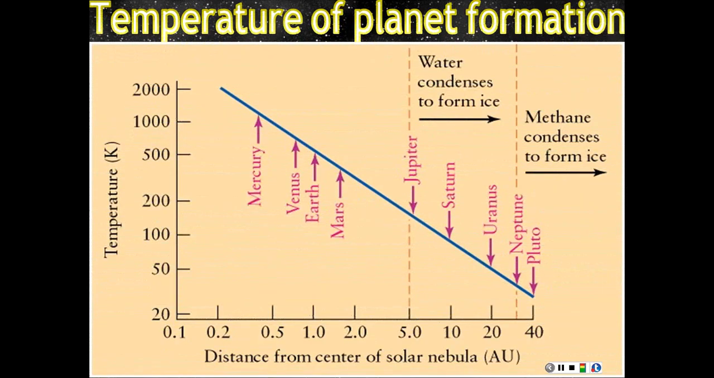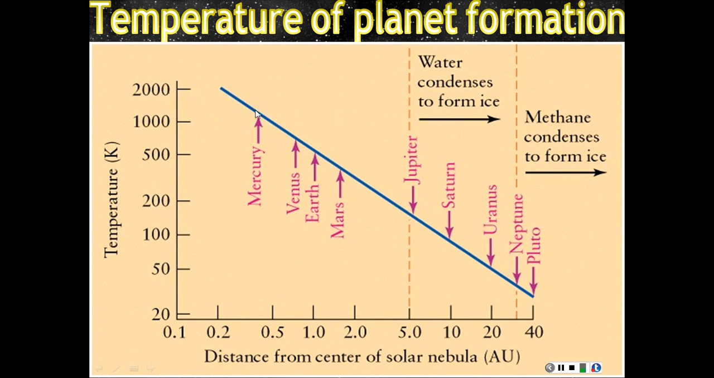And this is just another way of looking at this. By looking at the minerals that exist in the compositions of different planets, you can approximate their temperature. And this is done on a log-log scale, you can see. So we've got the distance from the center of the solar nebula, so basically from the sun, and the temperature at which it must have formed based on the minerals that are contained within it.